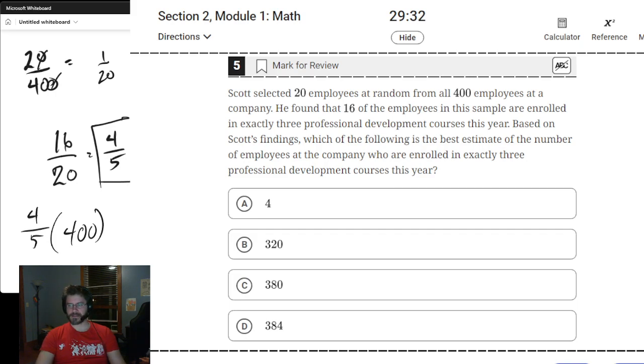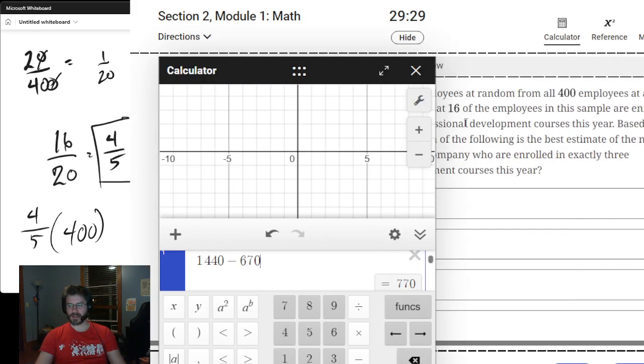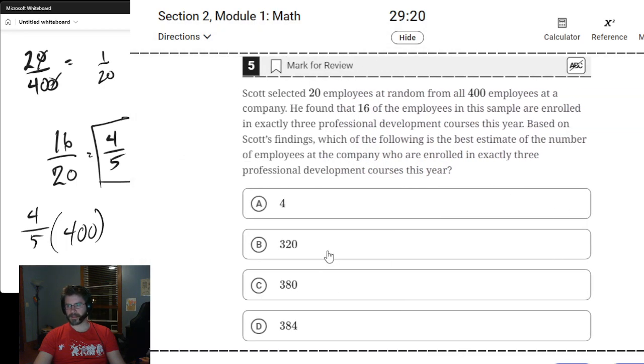Again, we can just use Desmos. You could do it in your head if you really wanted to, but why, when you've got Desmos? 4/5 times 400, and that gives us our answer, 320.